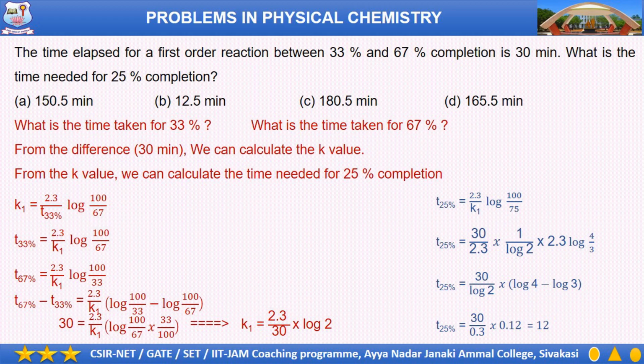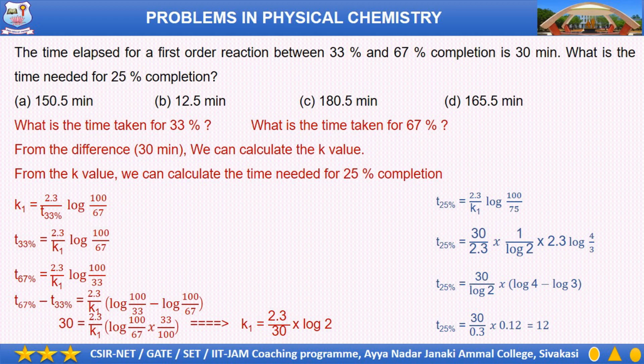How to approach this problem? It can be easily approached. You have to find out the time taken for 33% and the time taken for 67%, and find the difference. That is equal to 30 minutes, from which you can calculate the K value. From the K value, you substitute for the 25%. Now, let us work it out ourselves.